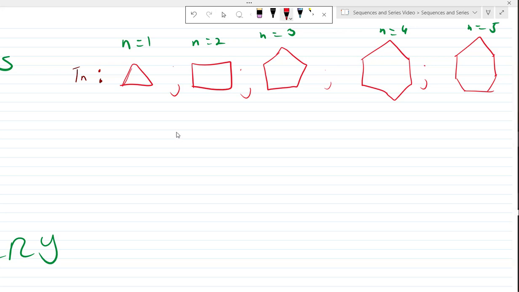So n is equal to 1, this is a position. In the first position of the sequence, we have a triangle. In the second position of the sequence, we have a square. Now obviously we can't do much with shapes in the context of sequences and series. So what I will do then is associate a number to each shape. What number would you associate to a triangle? Well, obviously 3, 4, 5, 6, and 7. And then now we have created what is a term number.